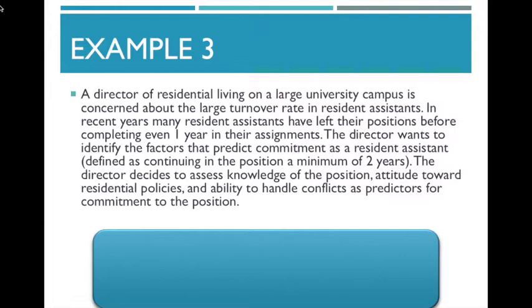The third example, a director of residential living on a large university campus is concerned about the large turnover rate in resident assistants. In recent years, many resident assistants have left their positions before completing even 1 year of their assignments. The director wants to identify the factors that predict commitment as a resident assistant, defined as continuing in the position for a minimum of 2 years. The director decides to assess knowledge of the position, attitude toward residential policies, and the ability to handle conflicts as predictors for commitment to the position.